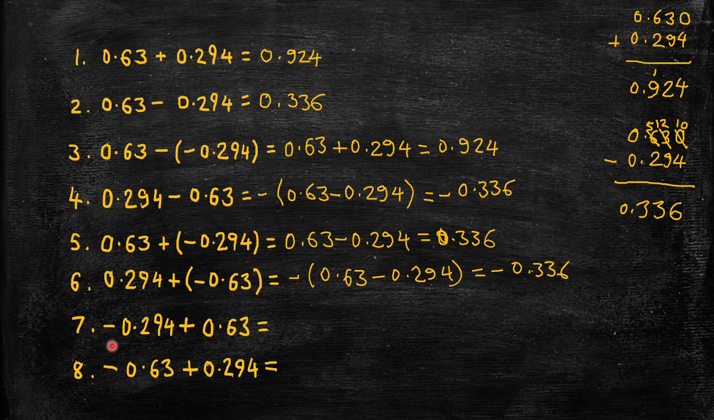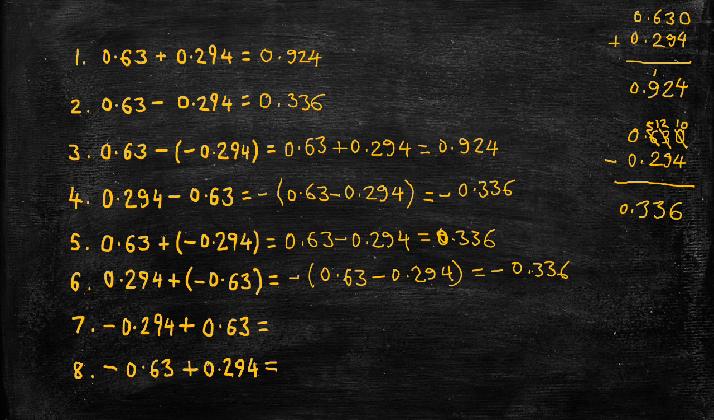Okay, next one, minus 0.294 plus 0.63. So I'm adding a positive decimal to a negative one. So you might be tempted to start trying to solve this using the addition algorithm, but you're going to run into trouble because the addition algorithm only really works if you've got two positive numbers that you're adding together. Here we're adding a positive number to a negative number.